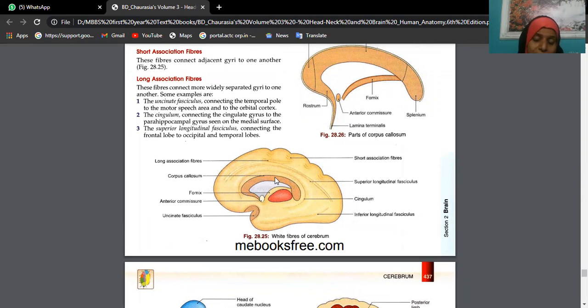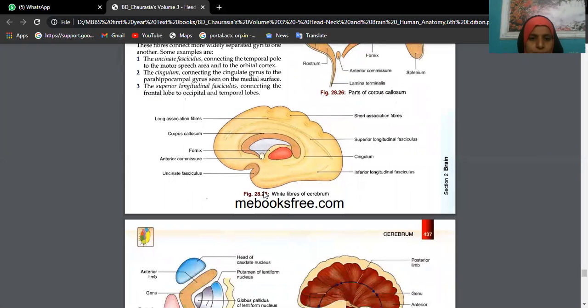The under surface of the corpus callosum is closely related to the lateral ventricle. When you talk about the lateral ventricle, almost all relations will be related to it, because the lateral ventricle has an anterior horn, central part, posterior horn, and inferior horn, right? So the under surface of the corpus callosum is related to which structure? Lateral ventricle.